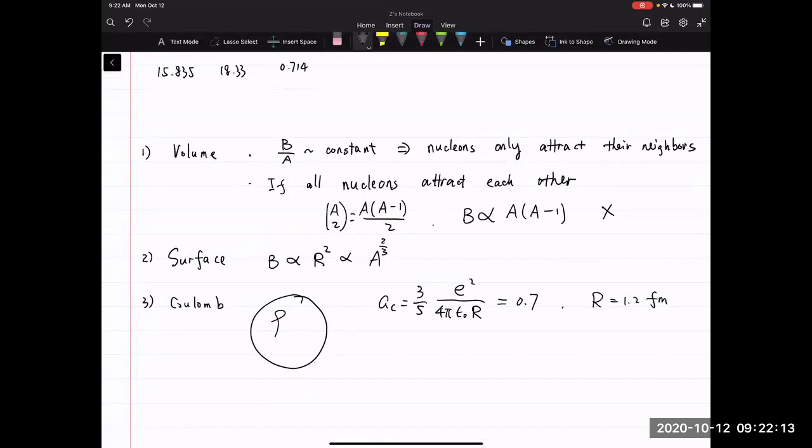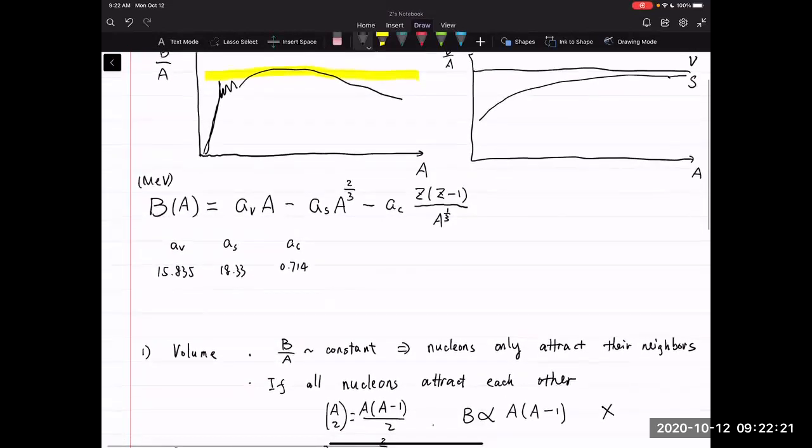Okay. So this is the third correction term, the Coulomb term. All these three terms, AV, AS, AC, come from the simple assumption that the nucleus has the form of a sphere, and the sphere has a surface and has charge in it. So these three terms are usually referred to as a model. This particular model of the nucleus we call the liquid drop model.